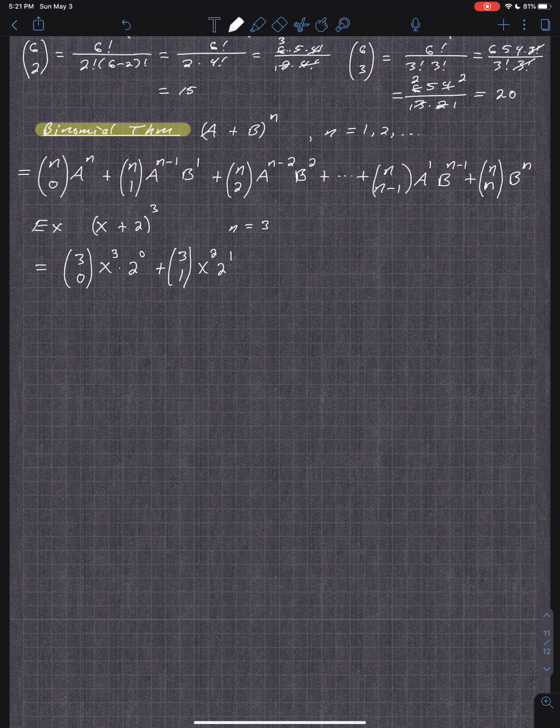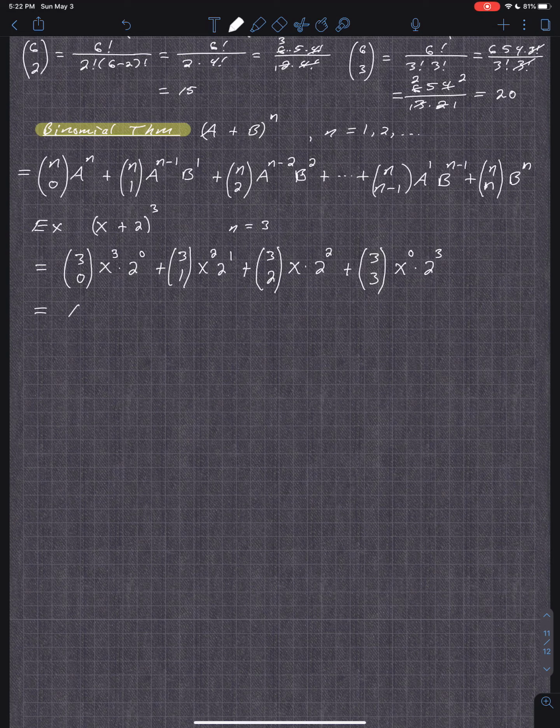All right, so where was I at? So 3 choose 0, 3 choose 1, and then plus 3 choose 2. And then it's x, this goes down, so it's first power, times 2 to the 2nd. So 2 plus 1 is 3. Plus 3 choose 3, and then it's x to the 0 times 2 to the third. And then it's always at least one or two more steps to simplify.